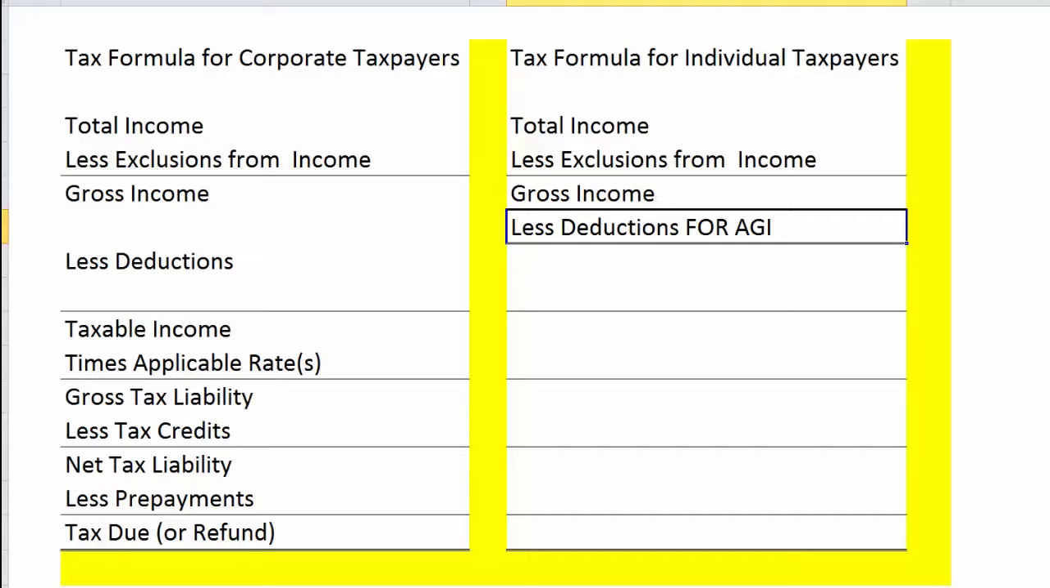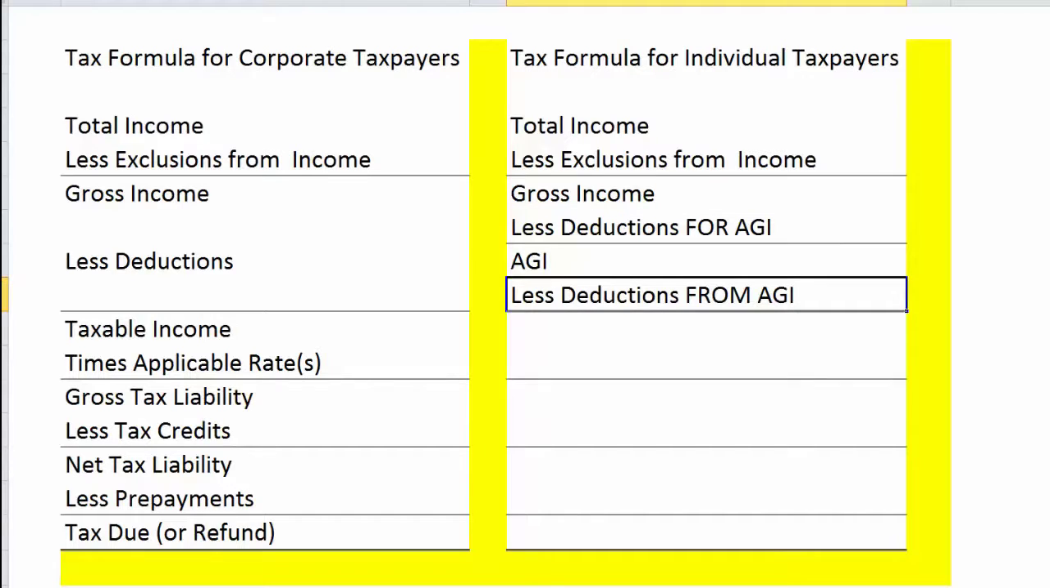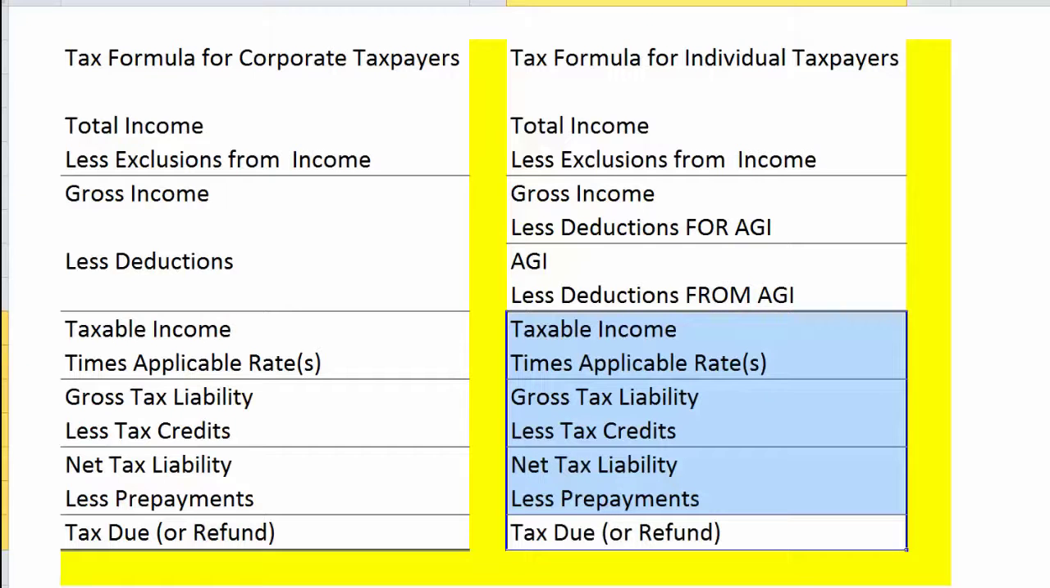And we break up our deductions into two big pieces. Deductions for AGI, which bring us down to our adjusted gross income, and then deductions from AGI. And that brings us down to taxable income, and the rest is the same.